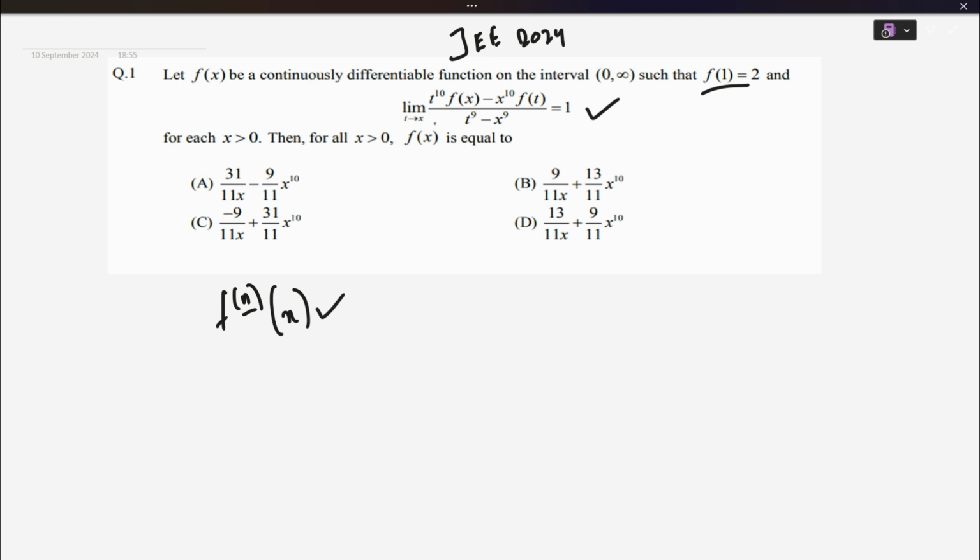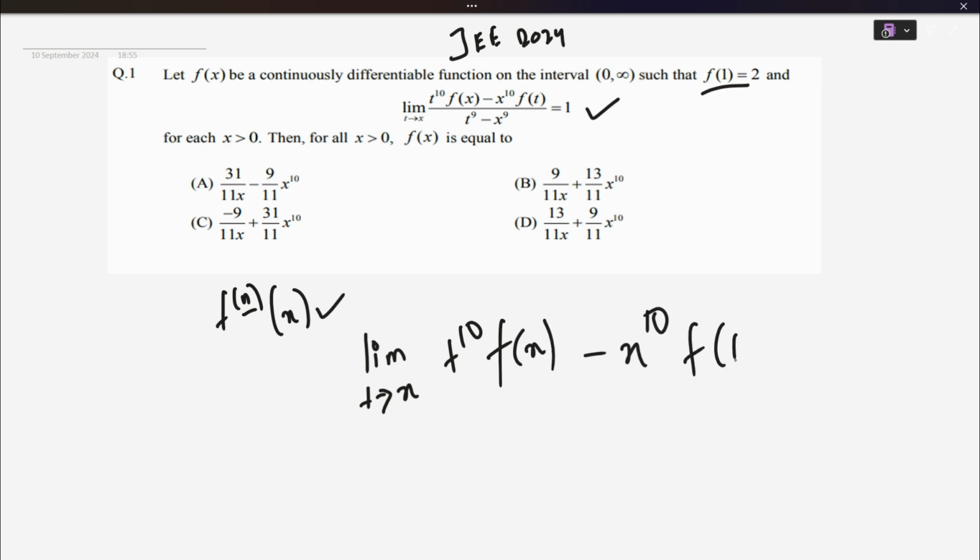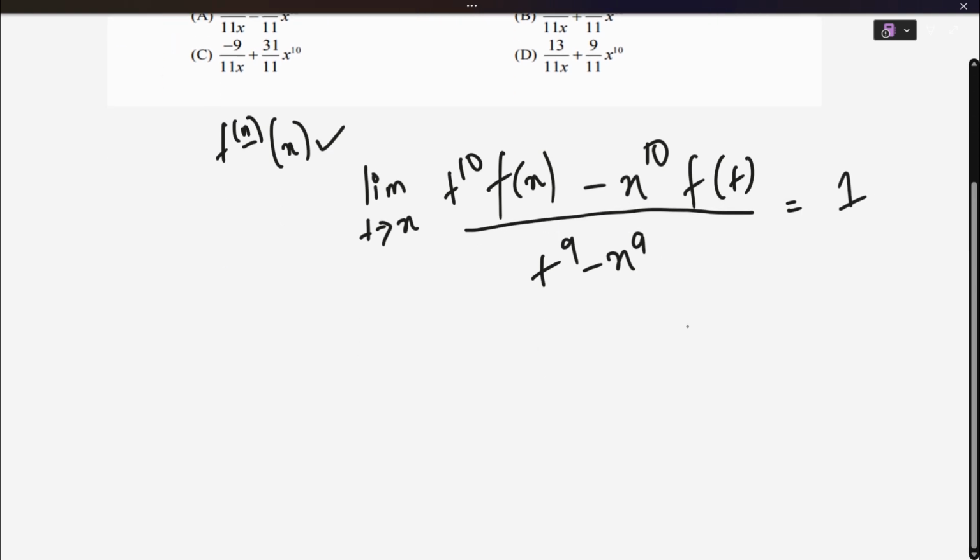Now, what I really wanted to show by choosing this problem is the pattern encoded in this kind of problems. The limit we are given is simply this: limit t tends to x, of t to the power 10 f of x minus x to the power 10 f of t, divided by t to the power 9 minus x to the power 9, equals 1. Correct? Now, this is very familiar to some standard limits that we already know.